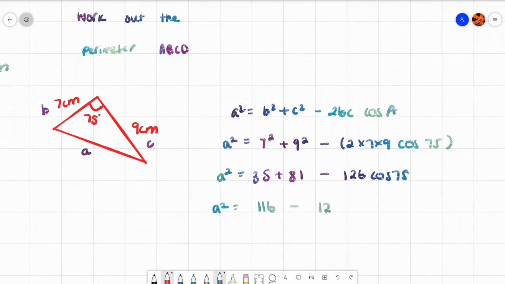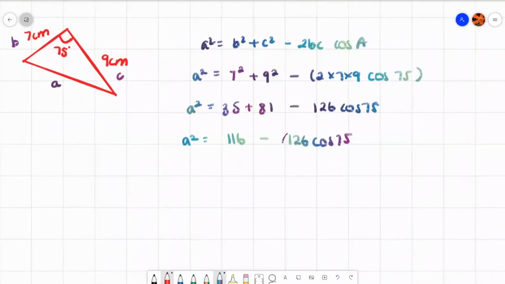You could just tap it straight into your calculator and it'd work, but sometimes it's nice to see the working out. Now I'm going to tap this all into my calculator. 116 take away 126 times cos 75, and I end up with 83.38880032. I'm just going to double check that. Sometimes it's important to check these. Yeah, see, when I've done it now, I have got a different answer.